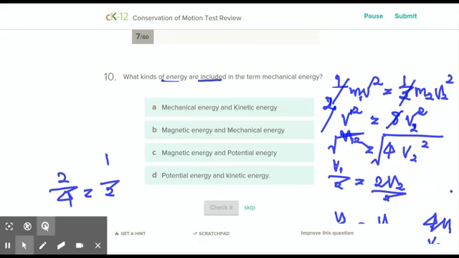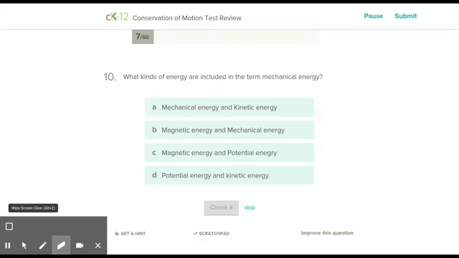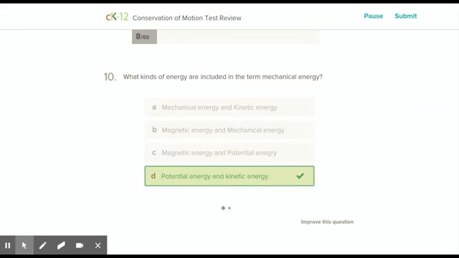Next question. What kind of energy are included in the term mechanical energy? Mechanical energy definition is potential and kinetic. Okay. So the answer is this.